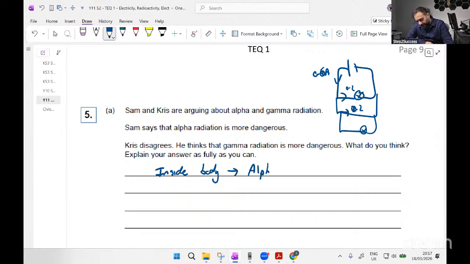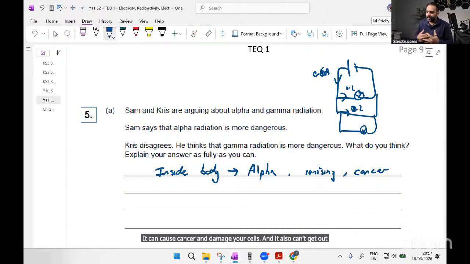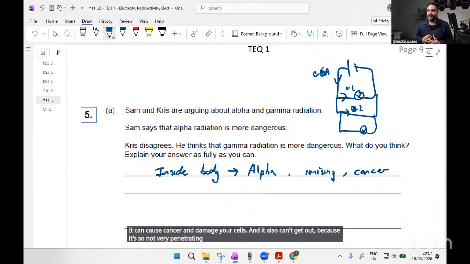alpha becomes the most dangerous because it is highly ionizing. It can cause cancer and damage your cells. And it also can't get out because it's not very penetrating. If it's made it into your body, then it's not going to be able to get out easily.